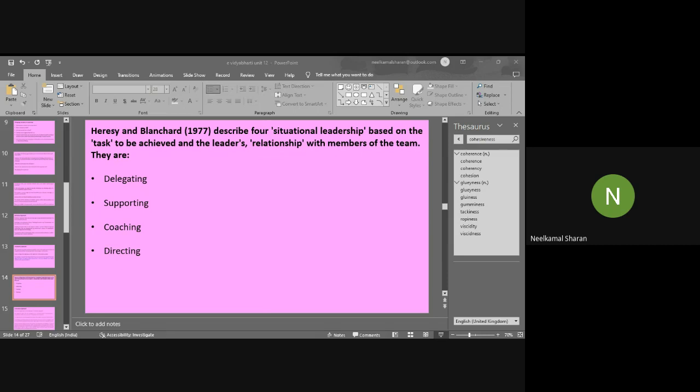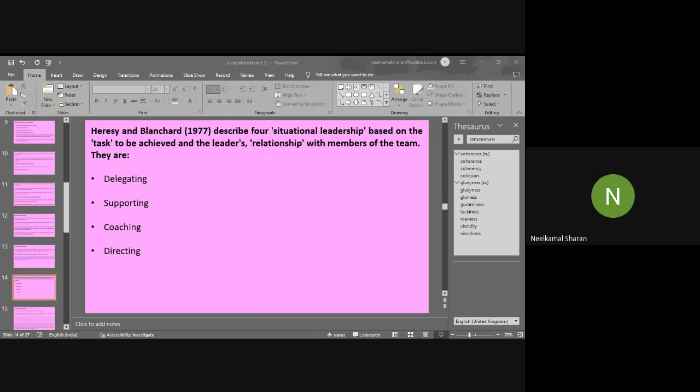So the next type of situational leadership is directing. Directing means it is mostly one way, with little input from the employee. That means the leader does all the tasks. In this directing leadership, mostly all the tasks are done by the leader, and the employees have very little input in the completion of the task.